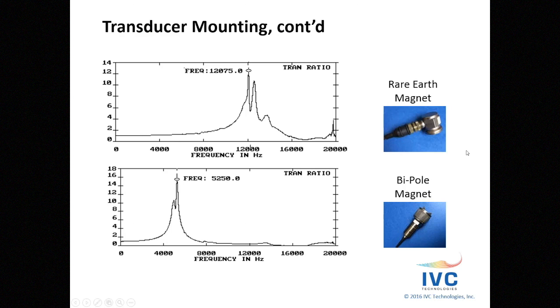Magnets are probably going to be the most popular mounting method. If you're using a flat rare earth magnet, even with that on a good mount, now you're down probably in the 8K range. And if I go to the big bipole magnet that's handy for putting on round surfaces, well, now I'm less than 4K as far as my linear range.